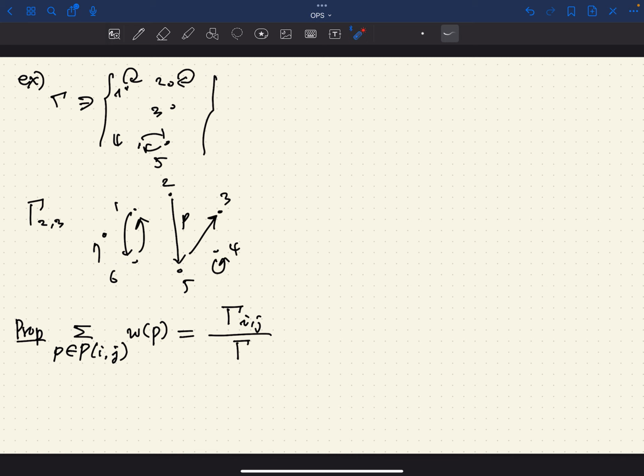Okay, how can you prove this? But let me postpone the proof a little bit, because the proof is not difficult, first of all, but the application is more interesting. So I'm going to give you an application of this proposition. Let's postpone the proof.